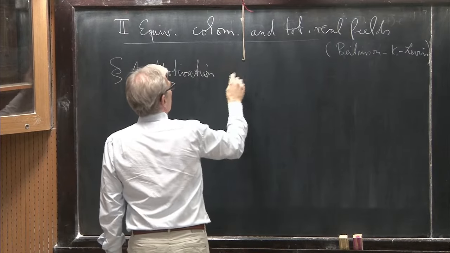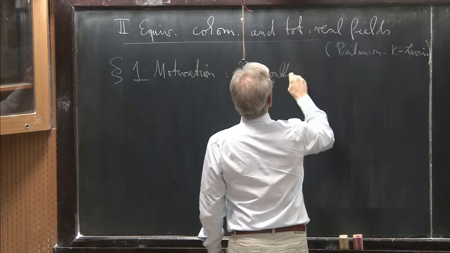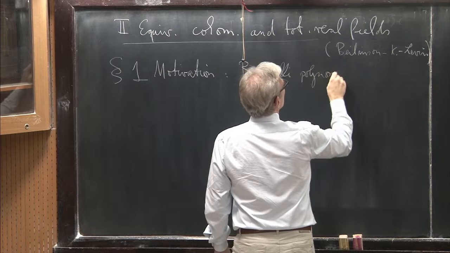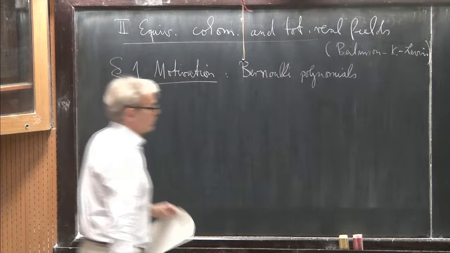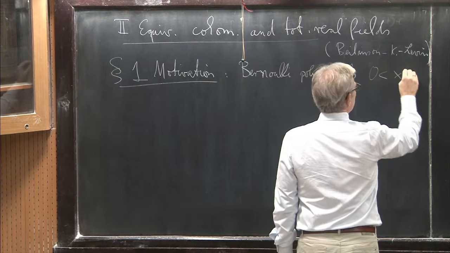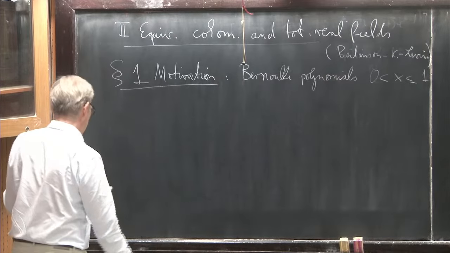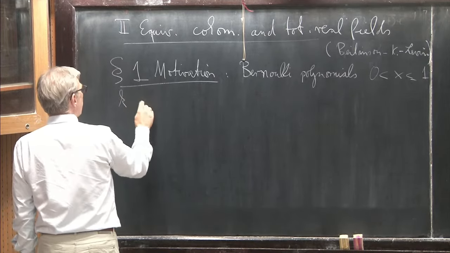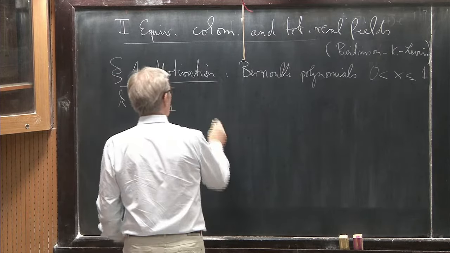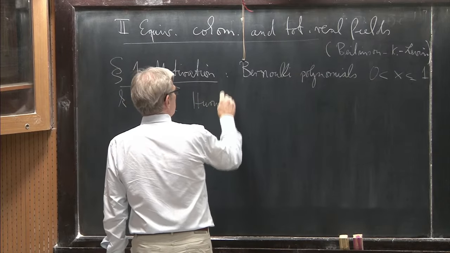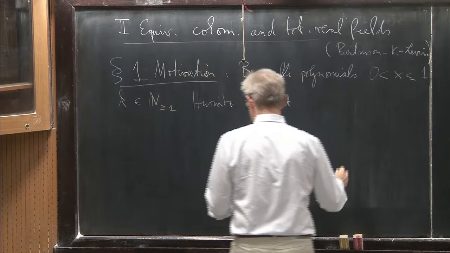So let's talk about Bernoulli polynomials. And I will present some way which may be quite unusual. So let's fix x some real number, which is bigger than 0 but smaller or equal to 1. And let k be an integer bigger or equal to 1. And then we can define the Hurwitz zeta function. And that is as follows.